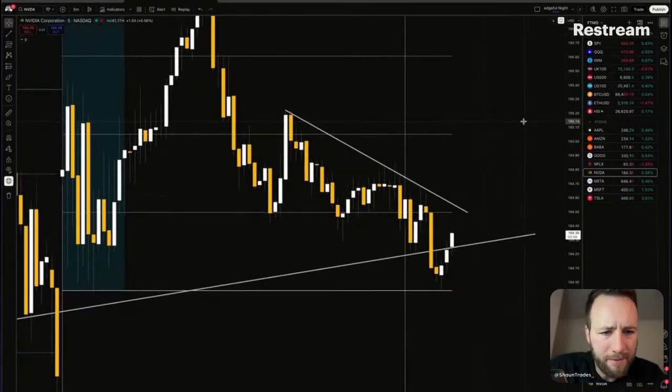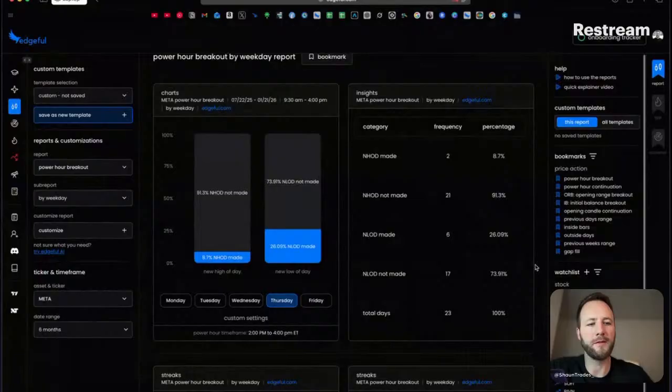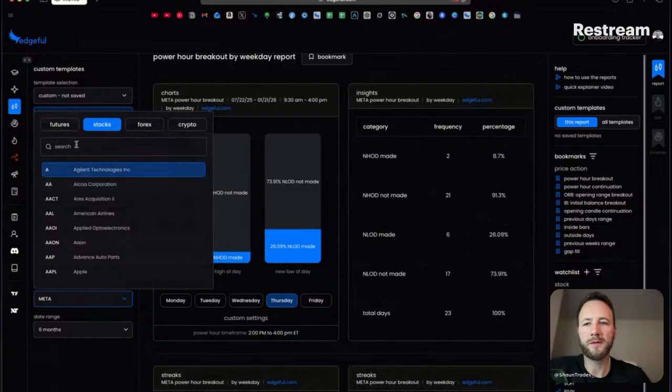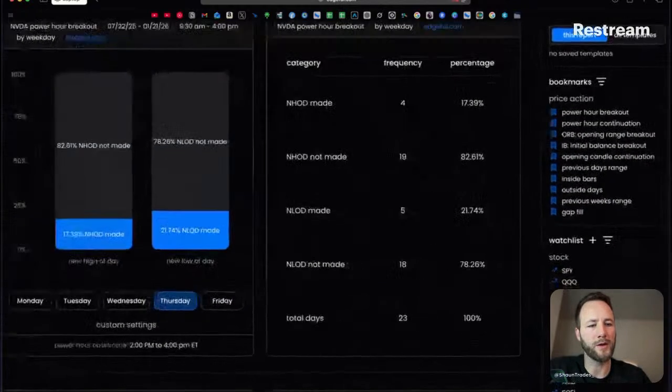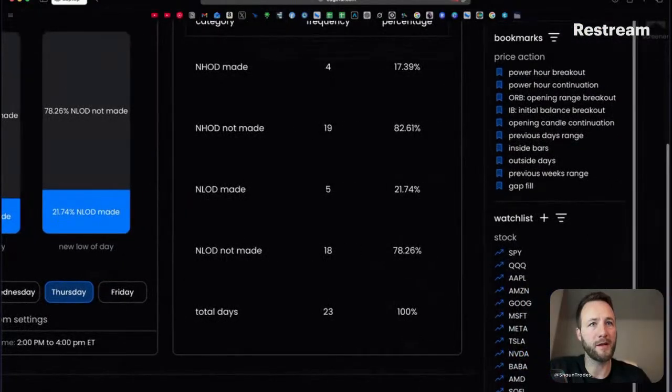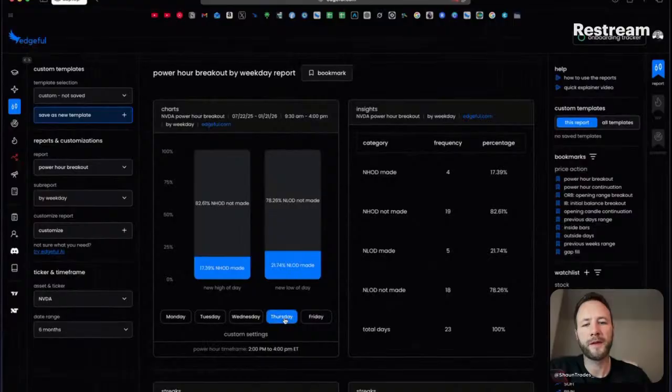Oh, so this would have been really tricky because of the Nvidia data for Edgefull here. So if we go to the data here for Nvidia, we've already got everything saved here on the left side for weekday Meta, but we will switch it to Nvidia by going to the watch list down here, which is next to my face. There you go. And then of course the data comes straight up every Thursday in the last 6 months.